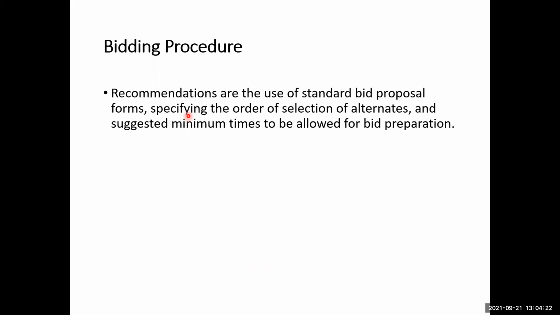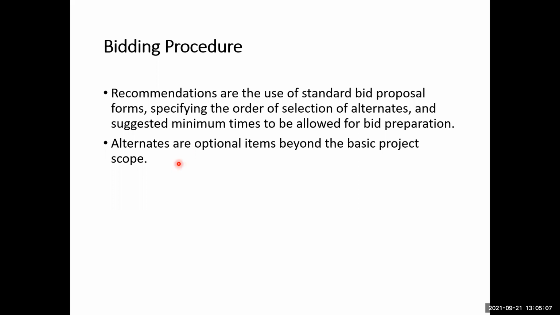The recommendations are the use of standard bid proposal forms specifying the order of the selection of alternates, and suggested minimum times to be allowed for the bid preparation. So these types of procedures, depending on the different types of the project and the conditions, specify the needed information for the bid preparation, and they also provide the templates for the bid proposal forms and how to select the different alternatives in the bidding procedure for your bidding works.